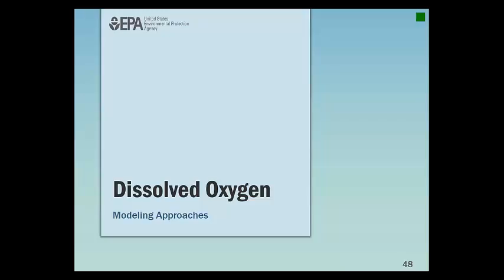Okay, we're going to focus our attention now on modeling dissolved oxygen. We're going to look at potential water quality standards and the modeling approach that should be used to investigate meeting that standard. We'll talk about modeling assumptions and what they mean in decisions that are made using modeling tools.